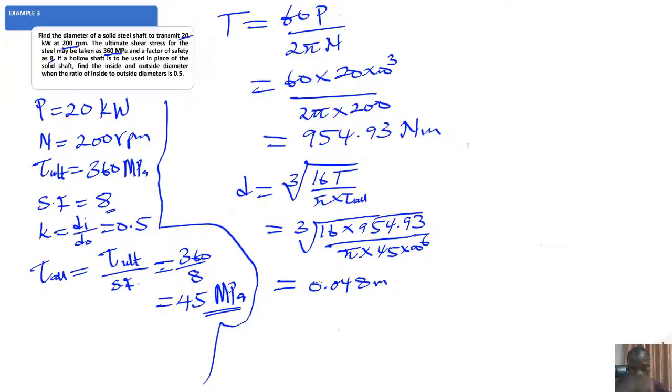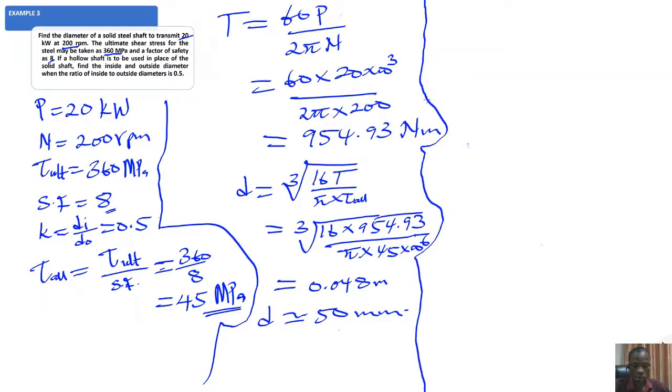All right, and on the standard table, this value, we can say that D is approximately 50 millimeters. Now, having determined this, we can determine the inner and the outer diameter for a hollow shaft using the information given.